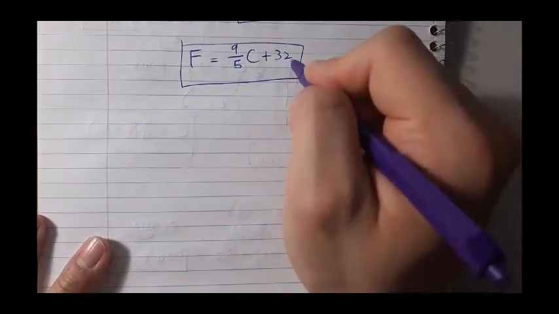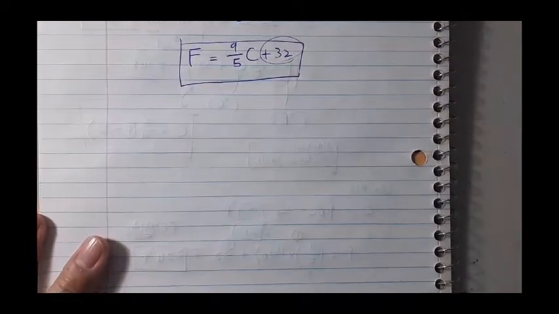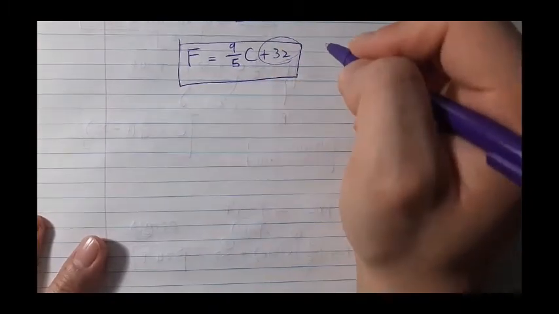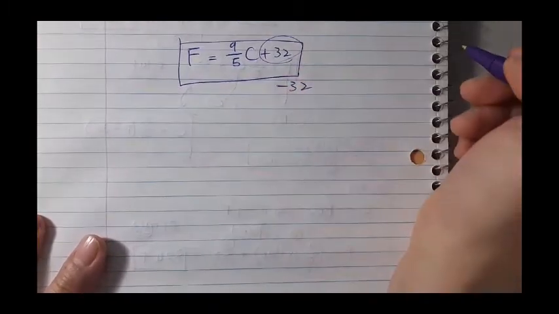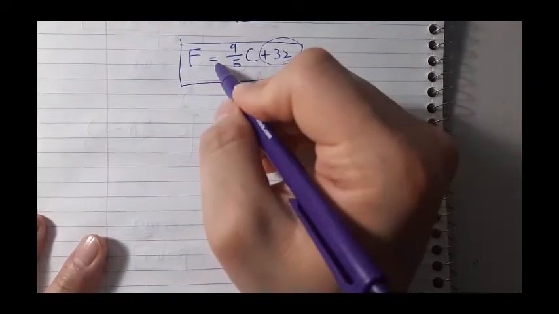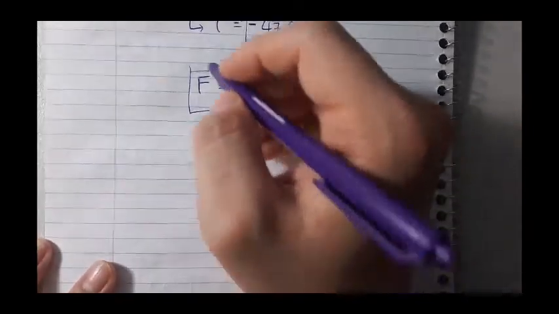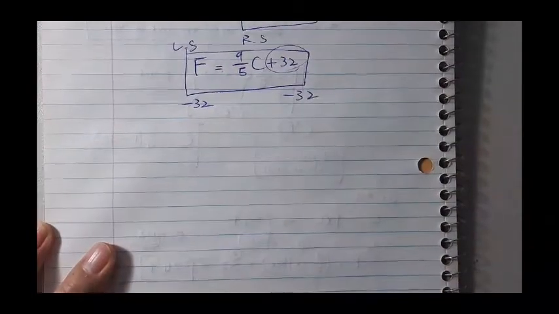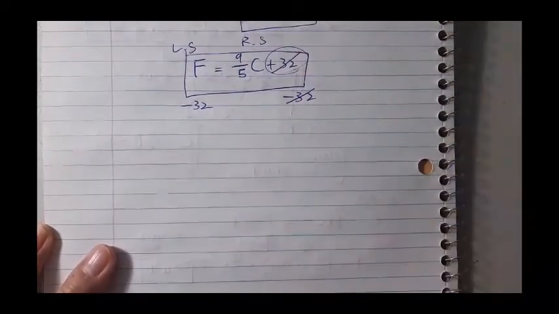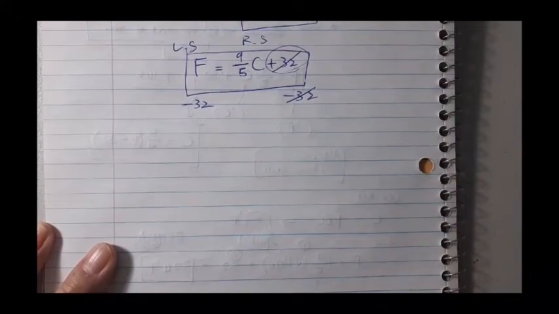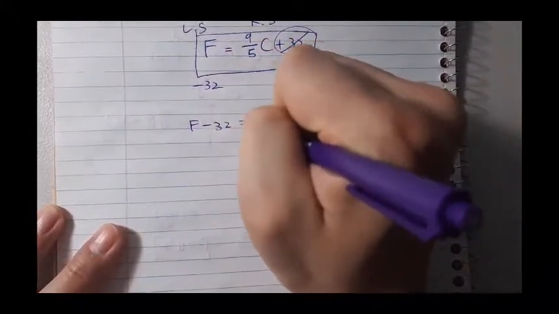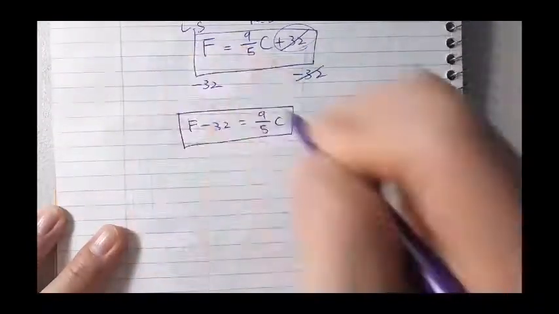Here's what you need to do. As you may notice, there is adding going on. Do the opposite operation first. The opposite of adding is subtracting the number. But can you see this equal sign? That means I have to do the same operation on the left side and the right side. So, minus 32 on both sides. Then these two will cancel out. And what you will have is, in fact, F minus 32 is equal to 9 over 5 C. That's what we have.